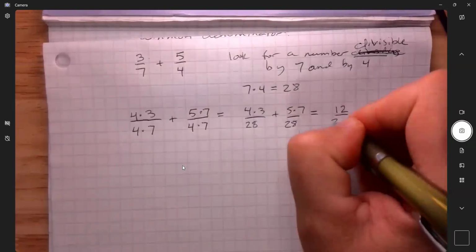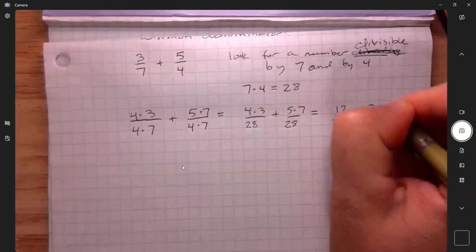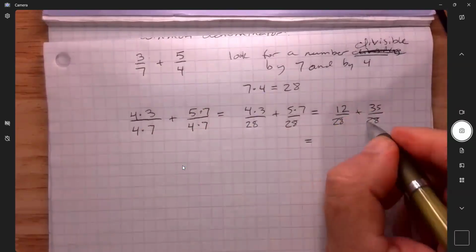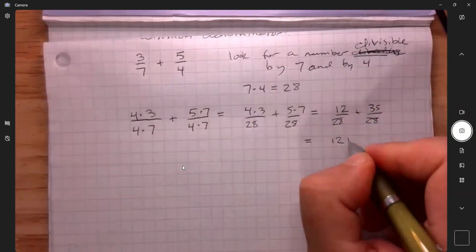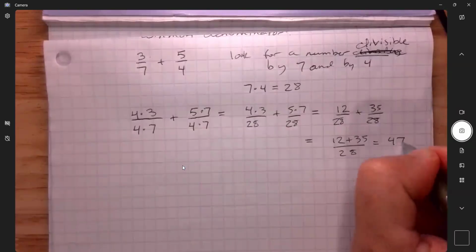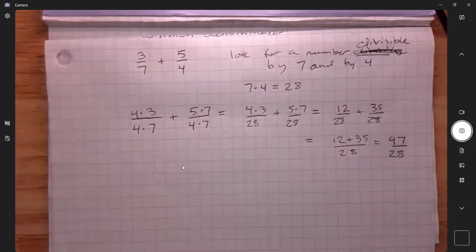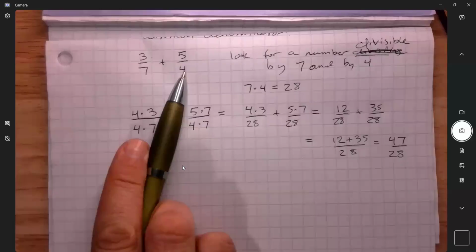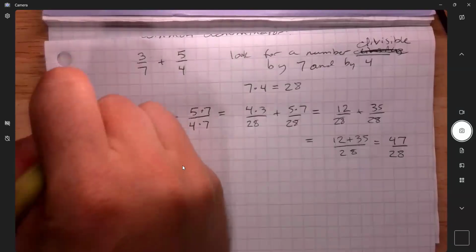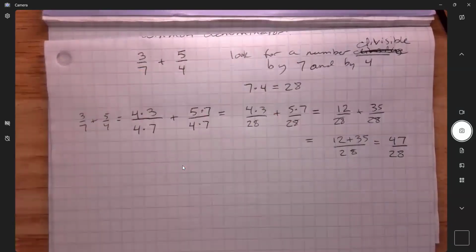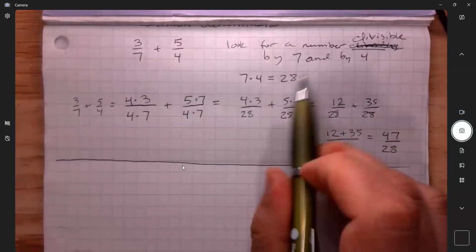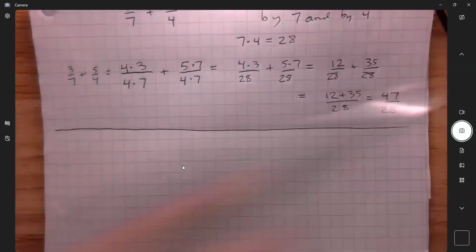And once I'm working with the same fraction, I can add those fractions together. 4 times 3 is 12. 5 times 7 is 35. Since they have the same denominator, I can add the numerators and put it all over the same denominator, and that's 47 over 28. So 3 divided by 7 plus 5 divided by 4 is equivalent to 47 over 28. It always works to multiply the denominators. It's not always necessary though.